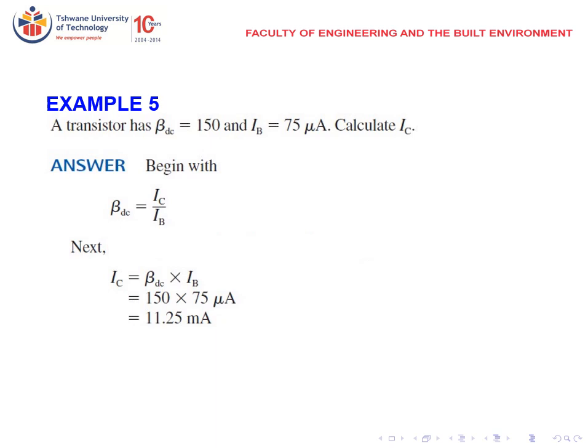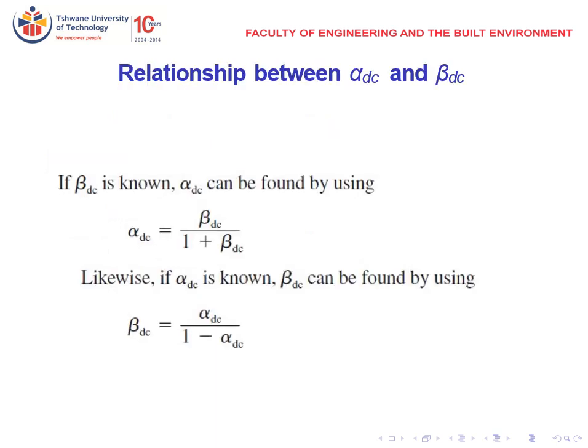Example 5, a transistor has beta DC of 150 and IB is equal to 75 microamperes. Calculate IC. So IC would be equal to beta times IB. 150 times 75 microamperes gives you 11.25 milliamperes.